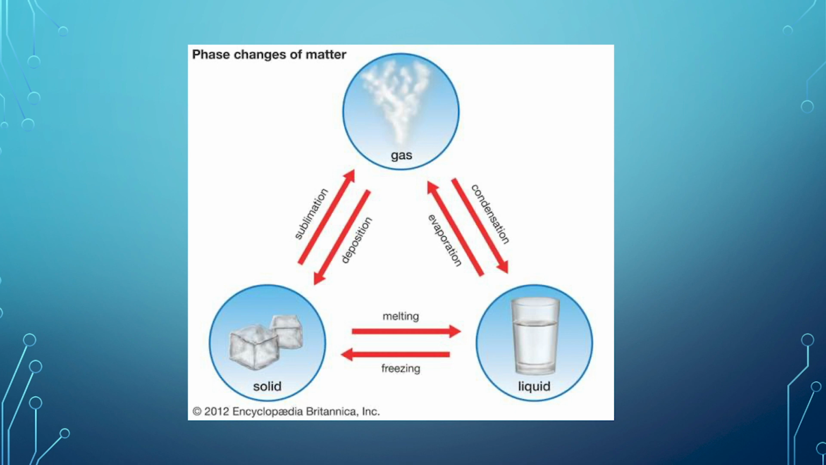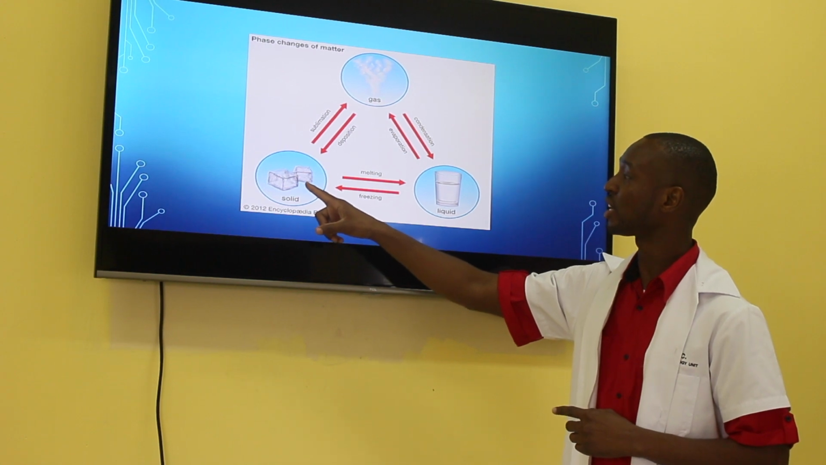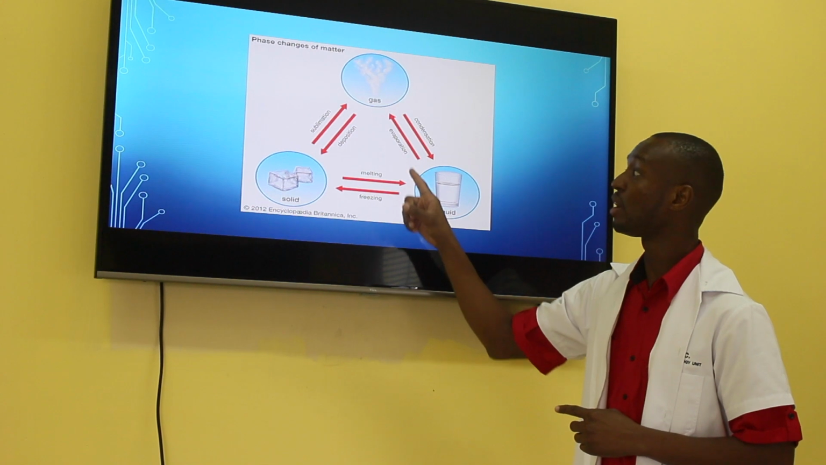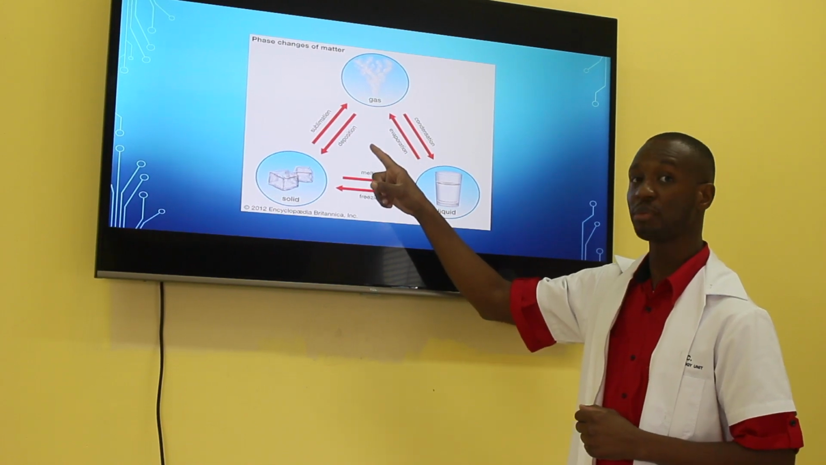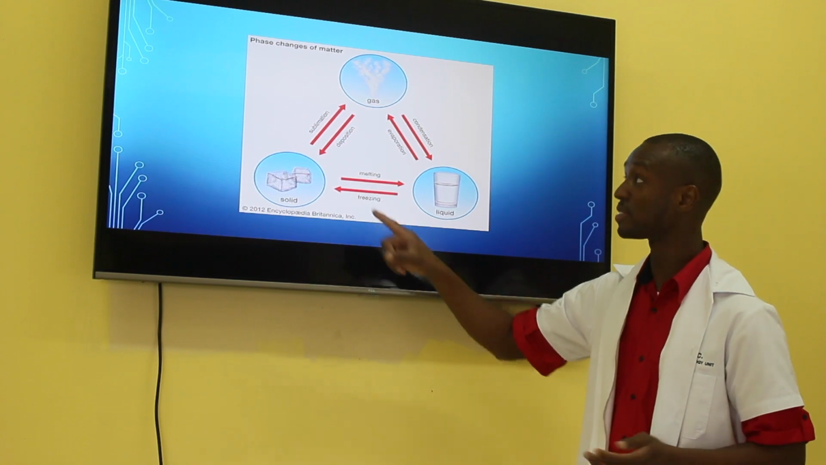Melting is a change from a solid to a liquid, and freezing is a change from a liquid to a solid. Sublimation is a change from a solid to a gas without going through the liquid phase, while deposition is a change from a gas to a solid without going through the liquid phase.